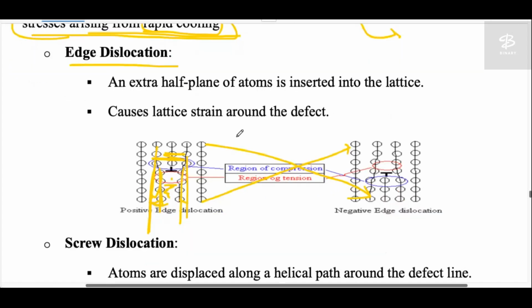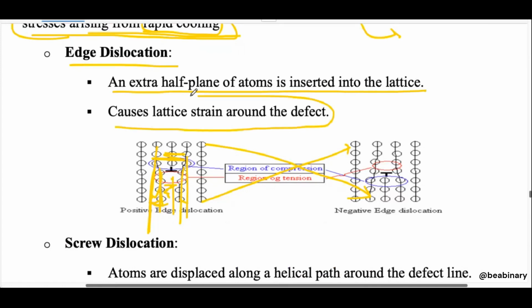So, edge dislocation. An extra half plane of atoms is inserted into the lattice, as you can see here, which causes lattice strains around the defect. There is a stress and a strain. Strain means the elongation or the change in position from the original position. That is known as strain.